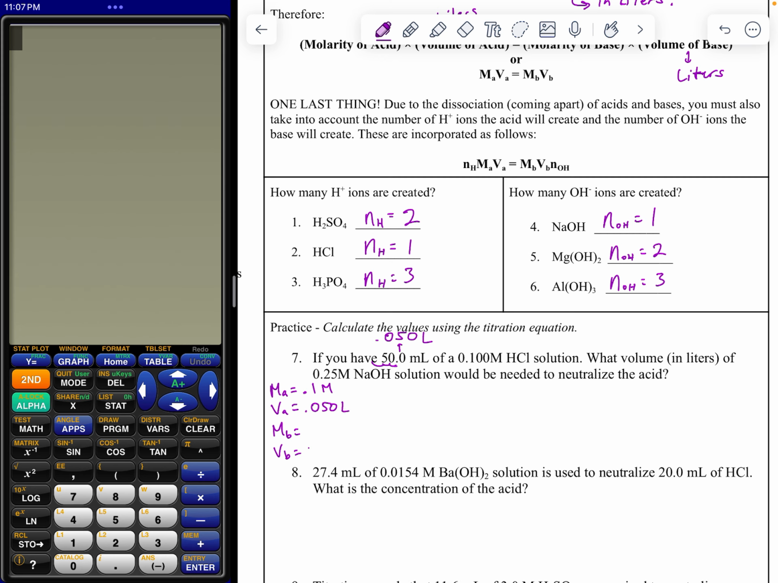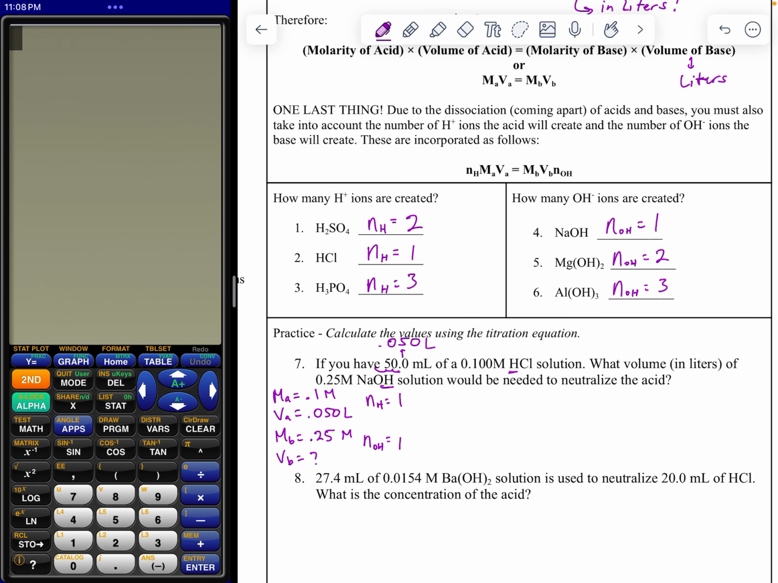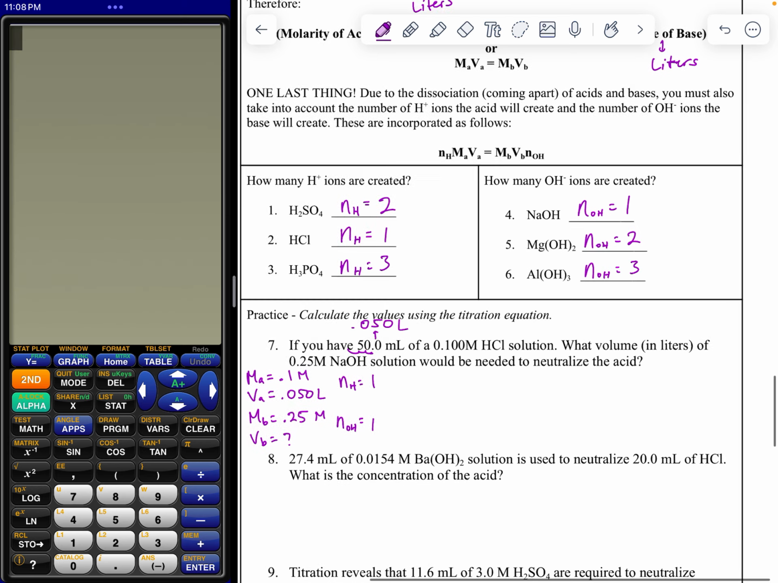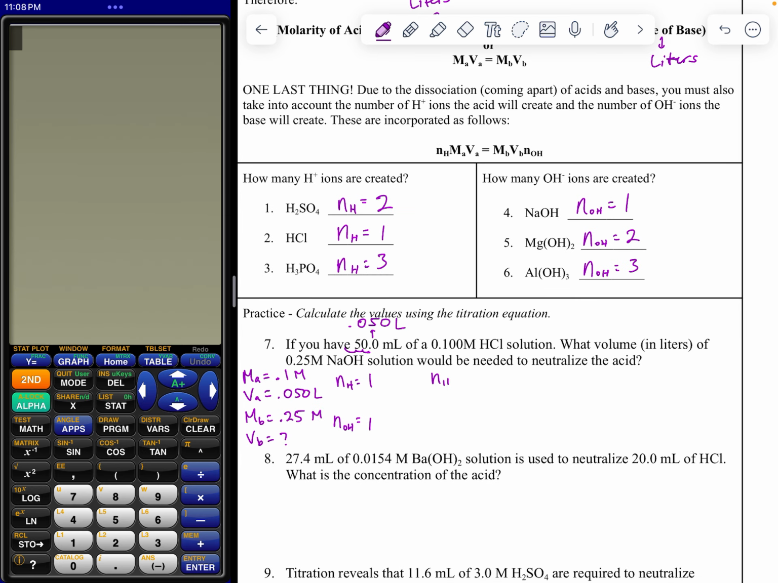We're looking for the volume in liters. That's what we do not know. And of course, we know that the molarity of the basic solution, the sodium hydroxide, is 0.25 molar. So if you want, you can say the number of hydrogen ions and the number of hydroxide ions for each are going to be 1. And again, it's just based off of how many are a part of those formulas there. So then here's our equation, right? The acid side and our base side. Not quite symmetrical, but I just put the Ns on each end. It doesn't really matter where they are.